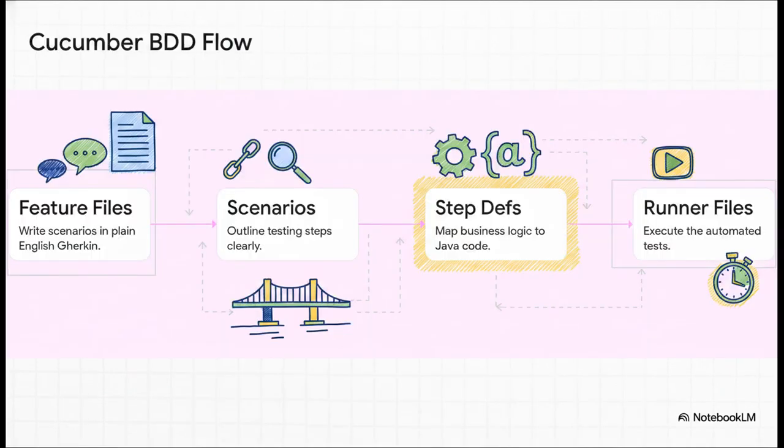To make things even more robust, we bring in behavior-driven development, or BDD, using Cucumber, and this flow is just beautiful. It starts with your feature files, written in plain English using Gherkin. Those outline your scenarios, which map cleanly right over to your step definitions in Java, and then everything is executed by the runner files. It completely bridges the gap between business requirements and executable code. I mean, product managers can literally read your feature files and know exactly what the automation is doing.